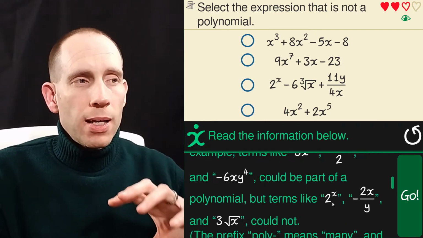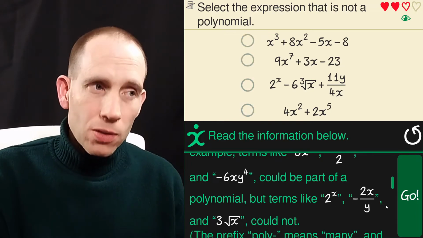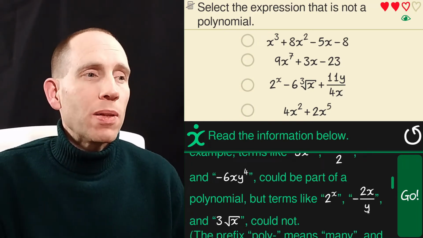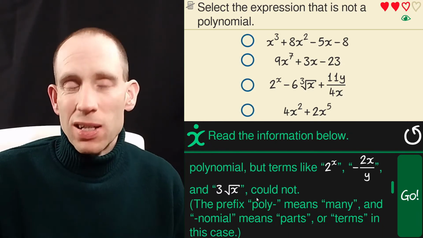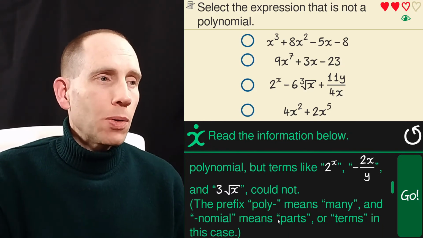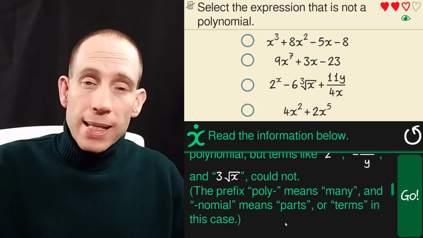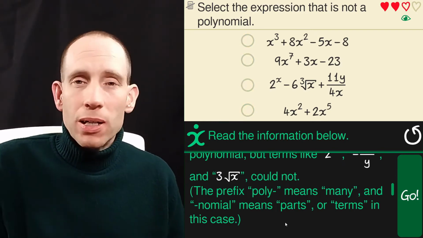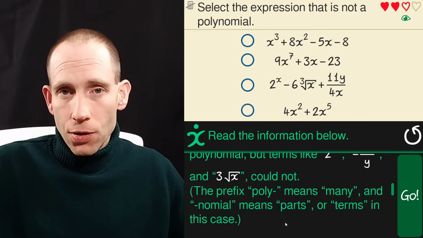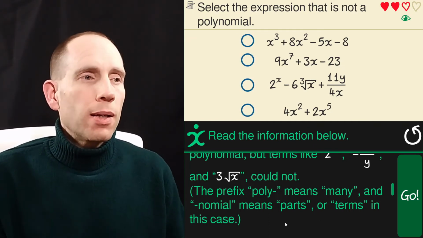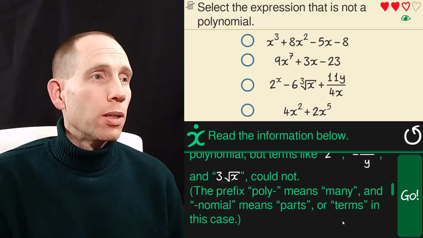But if I've got a variable in the exponent or in the denominator, then for the moment that's not going to be part of polynomials. Similarly, a square root, that's not going to have an integer exponent. So the word poly means many, and nomial in this case we can think of as being parts or terms. So it's many terms polynomial. So that's where the word comes from.